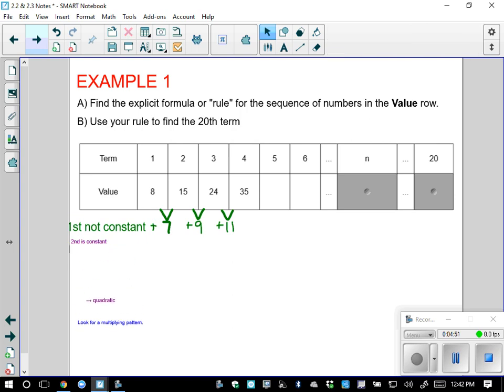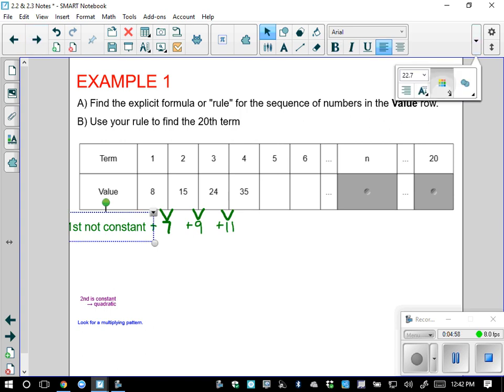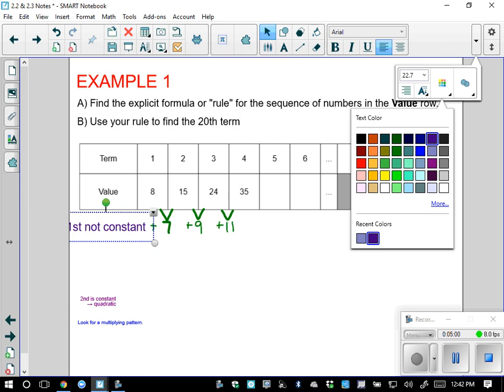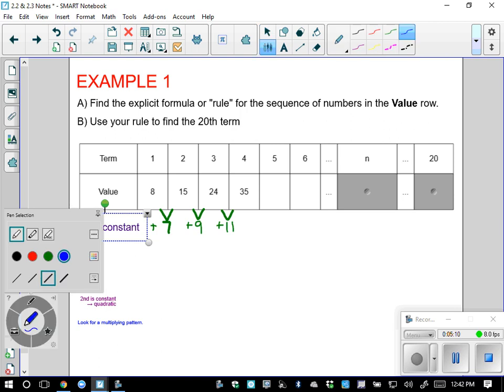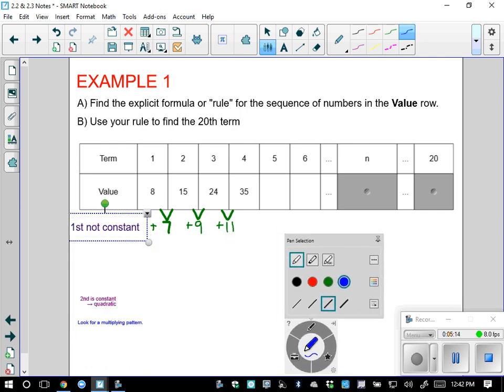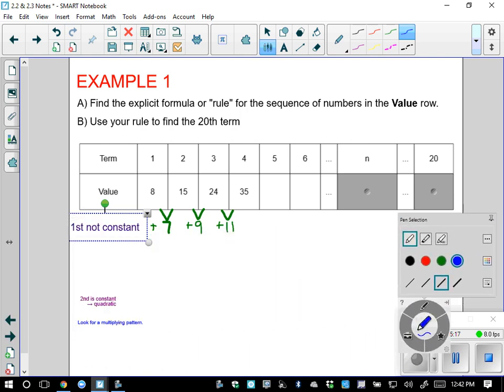In other words, it's not going up by the same number over and over and over. So if it's not constant, then we don't have a linear pattern. So first difference isn't constant, so we don't have a linear pattern. So we can't use the quick, easy technique from yesterday. Move this over here. So what we have to do is we have to look at the second difference instead.